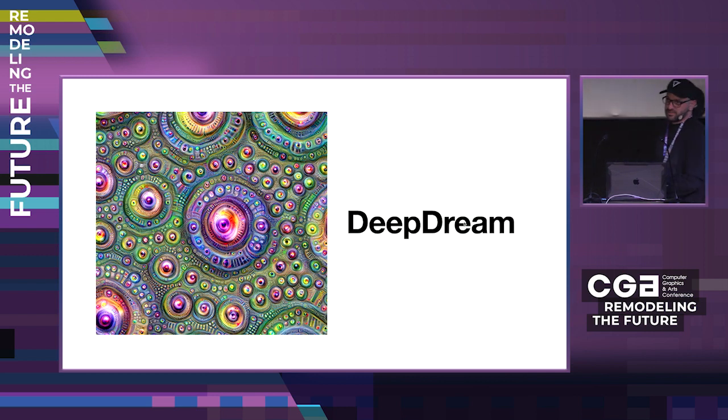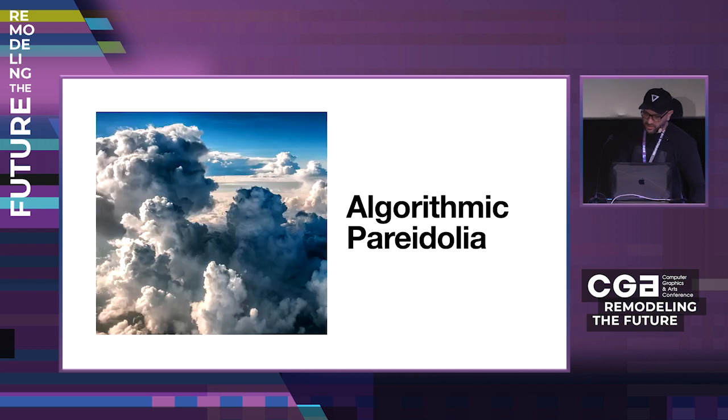It all started with Deep Dream. You probably remember these ugly images from the net. It was developed by Google and one of their engineers. This is the early age. It happened in 2015. They actually created something they called algorithmic pareidolia.